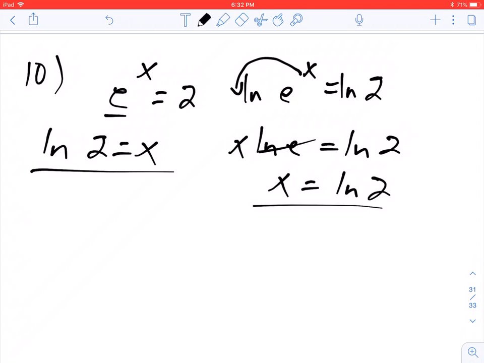So there is more than one way to do these problems. I'm trying to show you there's a couple ways. And just depending on what you understand, it's fine. Either way is fine to do that.